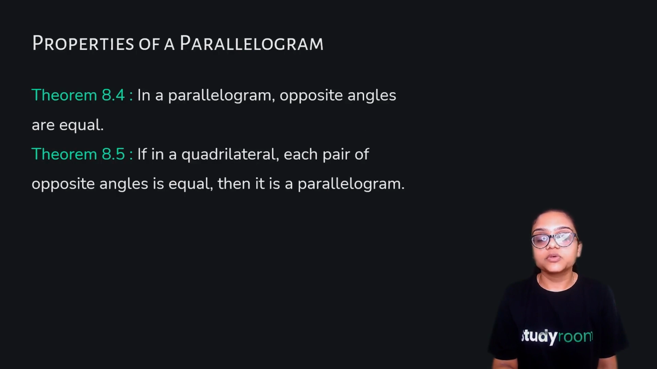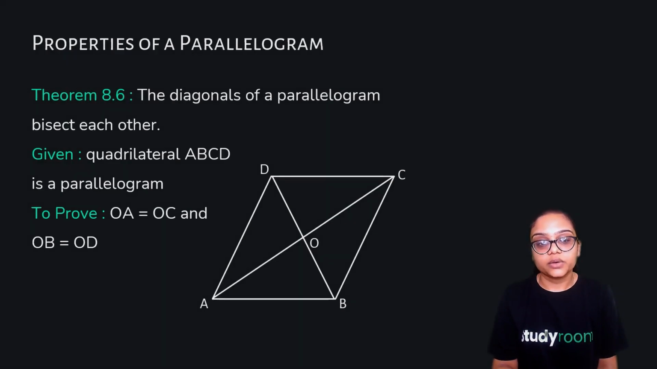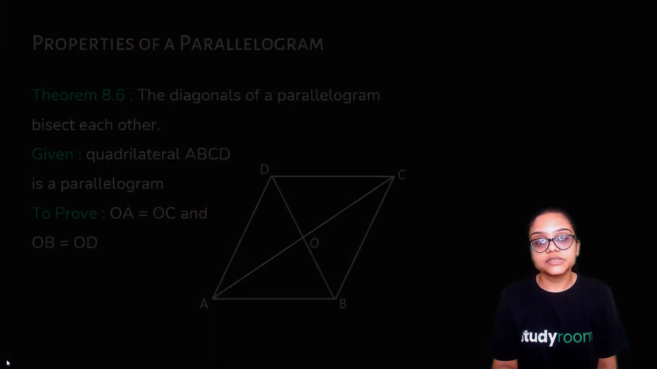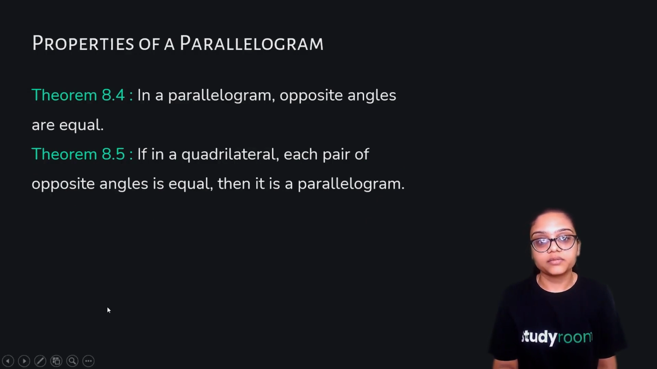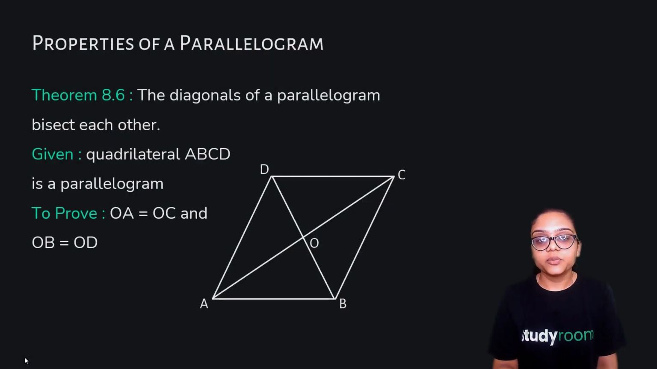In a parallelogram, opposite angles are also equal. So, what do opposite angles mean? I hope you know that. I have already covered types of angles. Now, if in a quadrilateral each pair of opposite angles is equal, then it is a parallelogram. So 8.5 is the converse of 8.4. Correct? Okay, 8.6: diagonals of a parallelogram bisect each other.